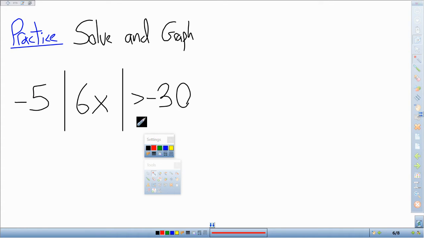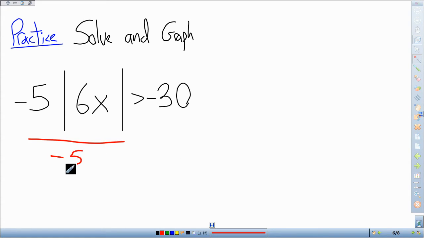Okay, so let's go ahead and go over this real quick. I don't want to make this too long, so I'm going to go through this pretty fast. Dividing both sides by a negative 5. First thing I notice, divided by a negative, I'm flipping the inequality. Okay, so they're gone. Absolute value of 6x is less than 6.